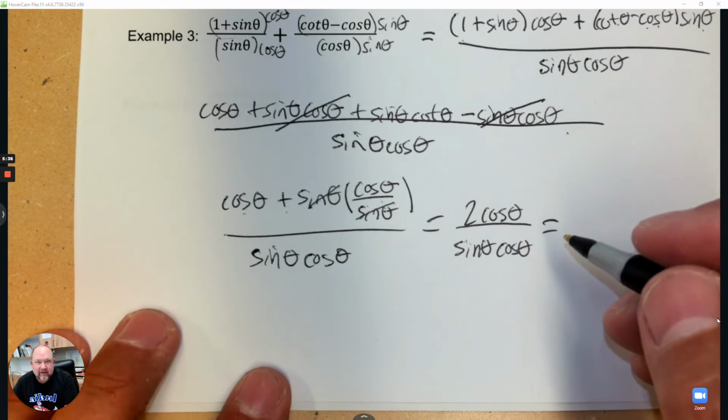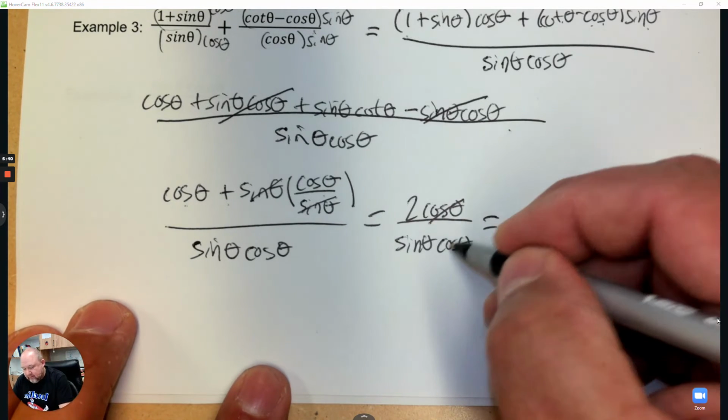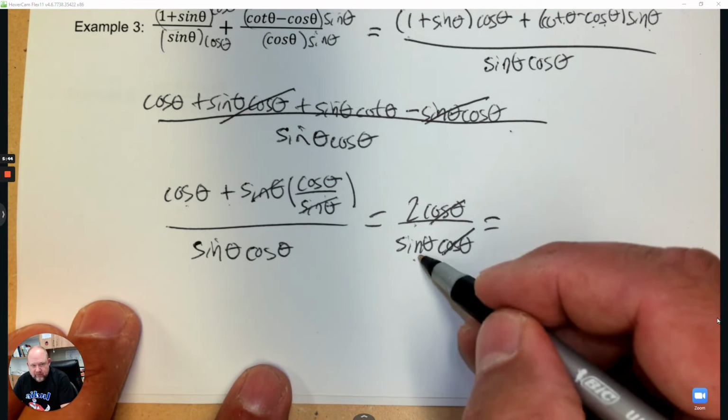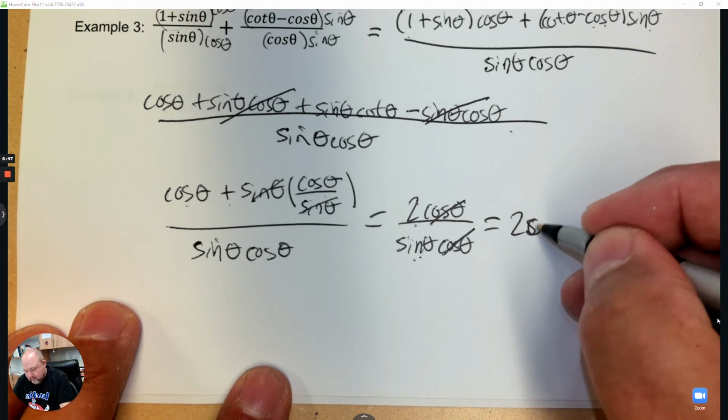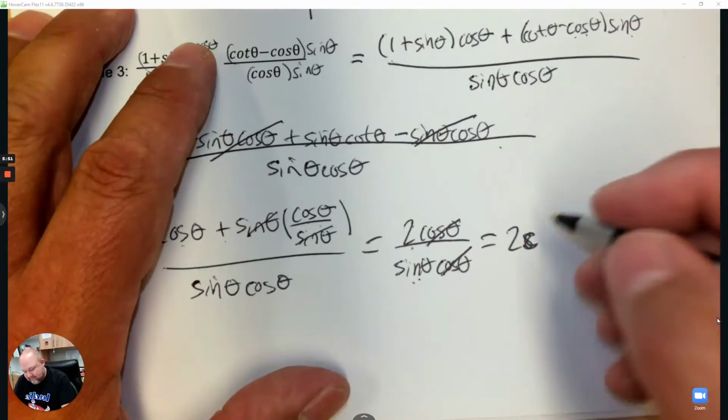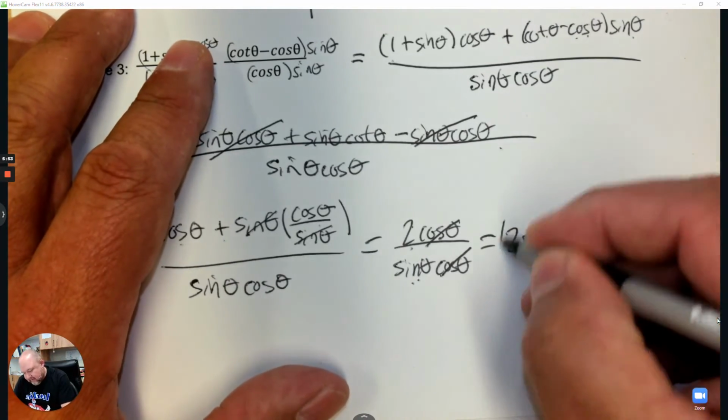Now do you notice how it's getting simpler? So the cosine thetas are going to divide out. 2 over sine theta. Well, what's the reciprocal of sine theta? Oh, I was almost going to do that here, right? What goes to sine theta? It's cosecant. And you have your answer.